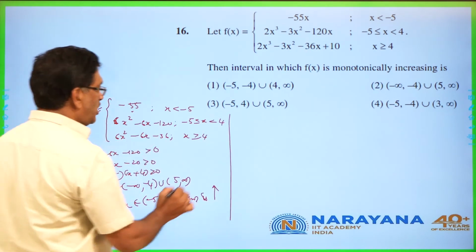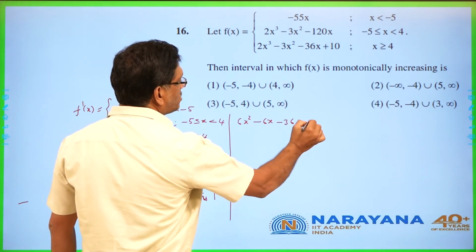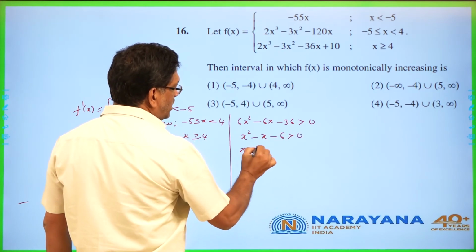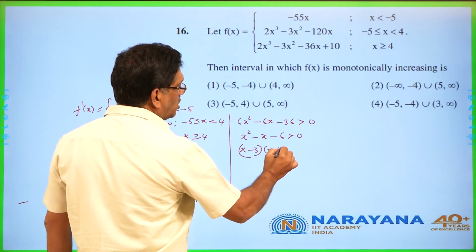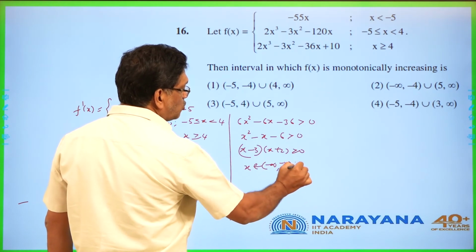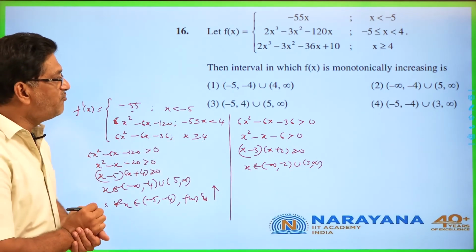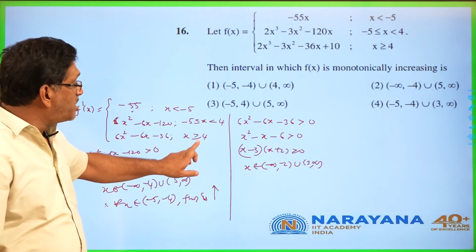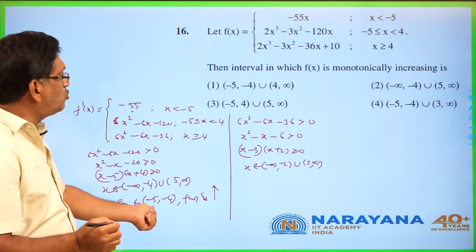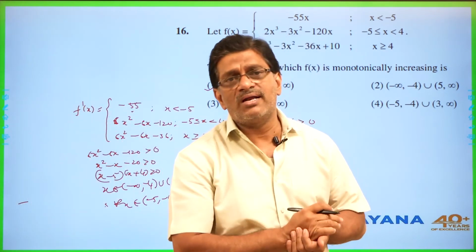Next, this one is also there. Let us check. 6x square minus 6x minus 36 greater than 0. x square minus x minus 6, that is (x minus 3)(x plus 2) greater than 0, that is x belongs to minus infinity to minus 2 union 3 to infinity. So, it should be greater than 4. So, what are the options here? Minus 5 to minus 4, greater than 4. Only the first option will satisfy our conditions.